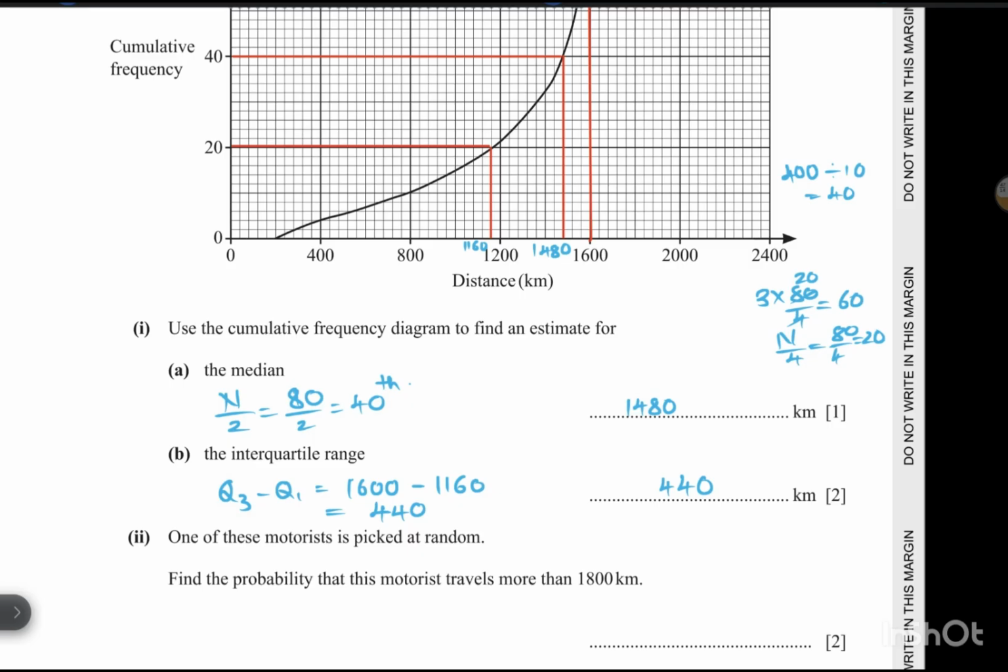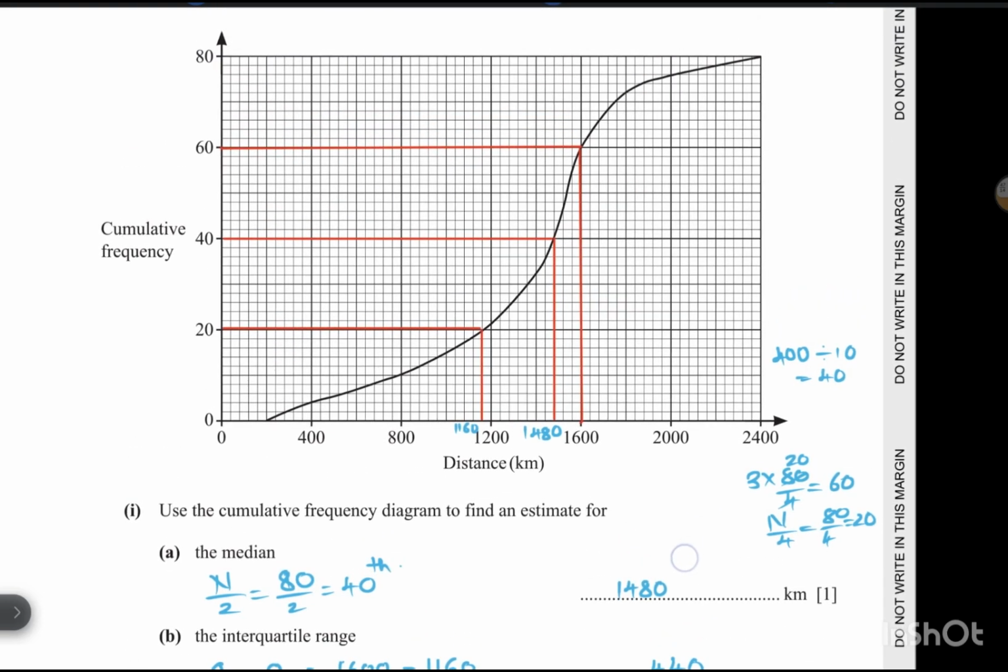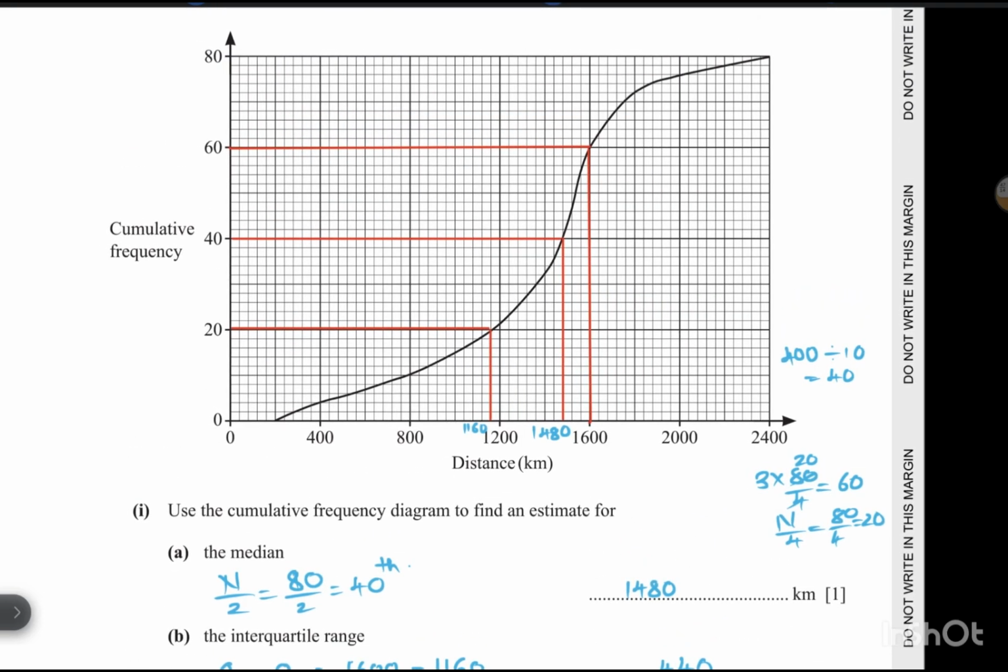One of these motorists is picked at random. Find the probability that this motorist travels more than 1800 kilometers. So we need to find the probability. So now the motorist who travels more than 1800 kilometers, we have to check in the cumulative frequency graph here. So more than 1800, and 1600 is here.